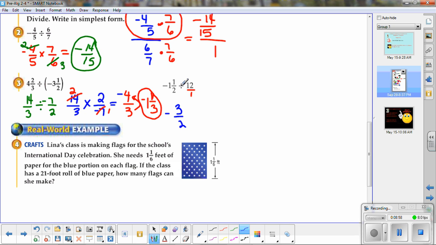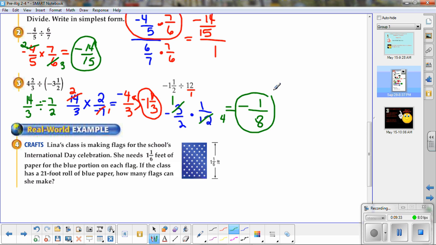And then we're going to flip the second and multiply. Before we multiply, we can simplify. The 3 and the 12 both can be divided by 3. 3 goes into 3 once. 3 goes into 12 4 times. And when we multiply across, we have a positive times a negative, so it's going to be negative. 1 times 1 is 1, and 2 times 4 is 8. Negative 1/8.